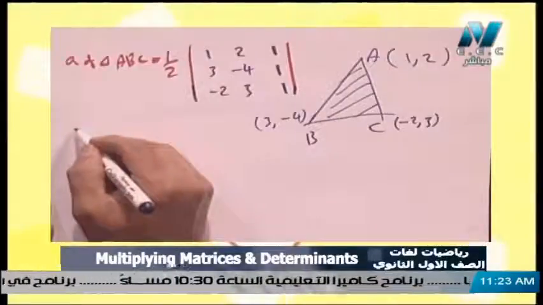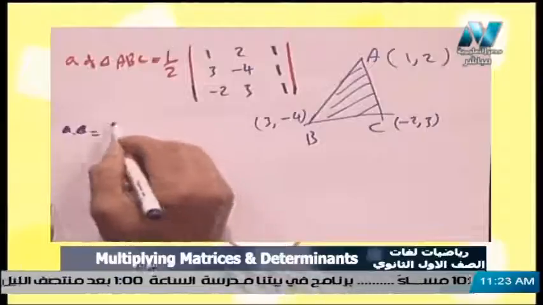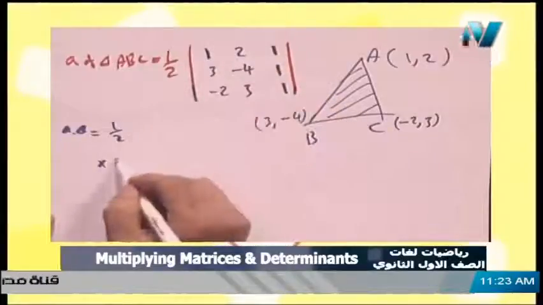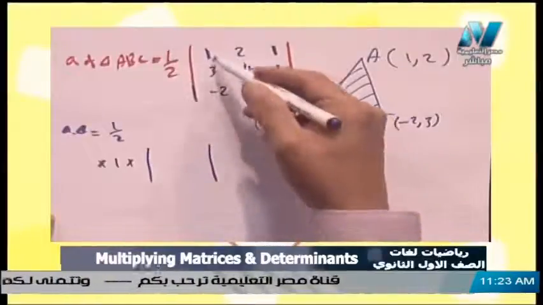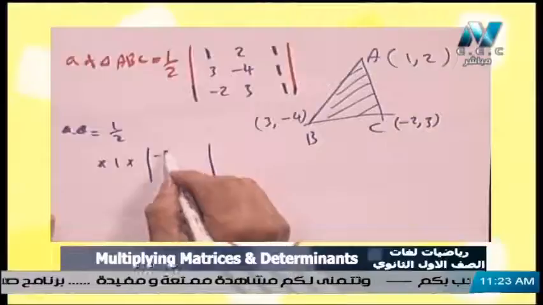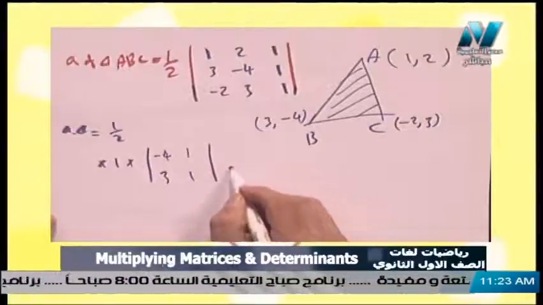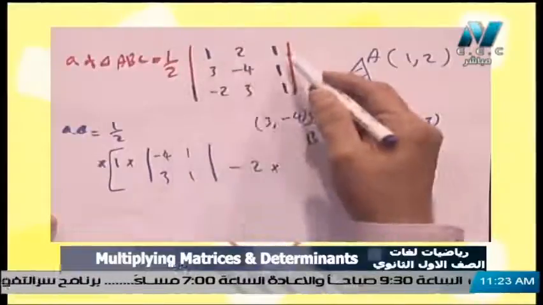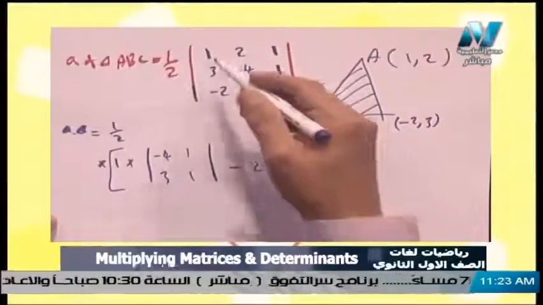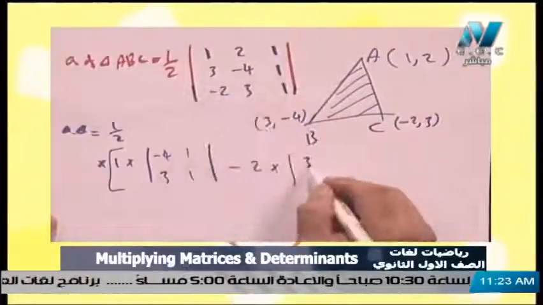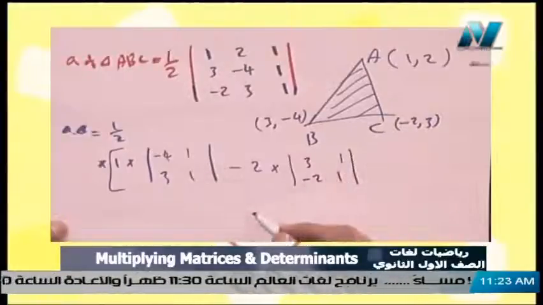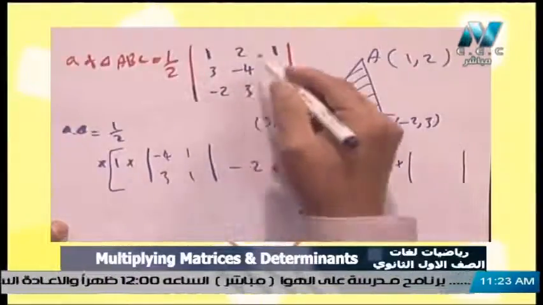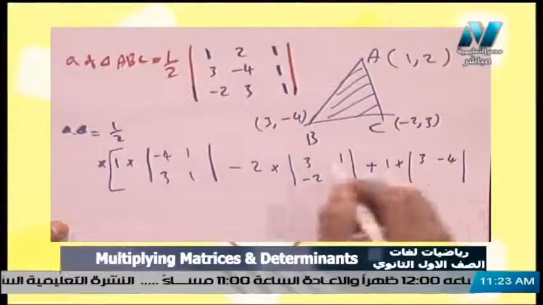Let's go now. Let the area of the triangle equal half multiplied by what? Half times. First we have 1 times the determinant, cancel the column of 1 and row of 1, will be negative 4, 1, 3 and 1, minus 2 times, cancel this row and this column, will be 3, 1, negative 2 and 1, plus the last one is 1 times the determinant 3, negative 4, negative 2 and 3.